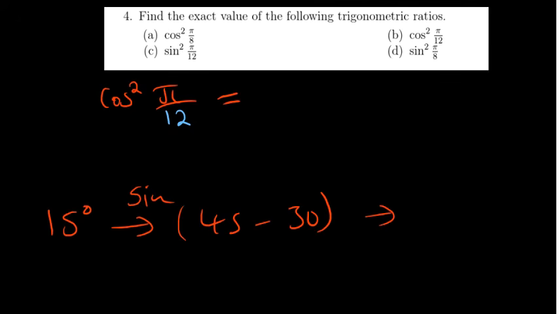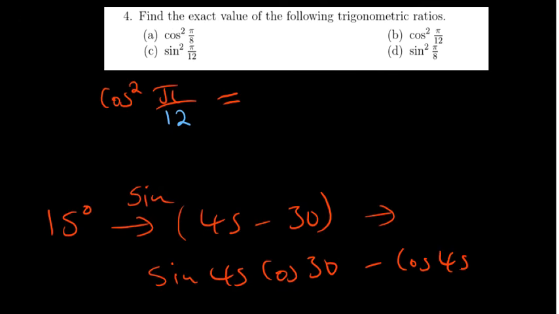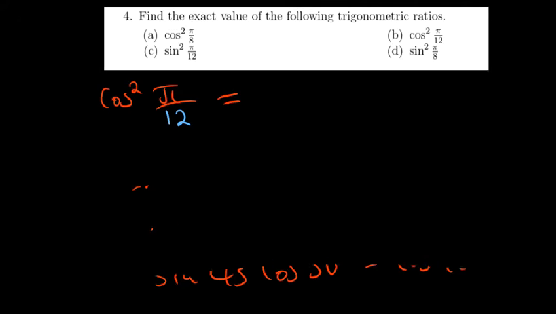Yeah, you can also handle it that way if you want to, if you've forgotten this method that I'm teaching you about the half angles, so that you can just say sine 45 cos 30 minus cos 45 sine 30. You can find that and then you square it. I've already shown you how to go about that, but let me show you the half angle.